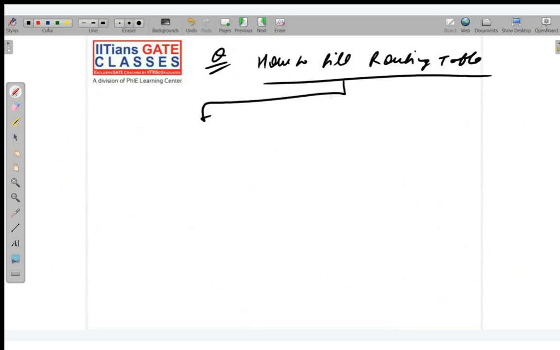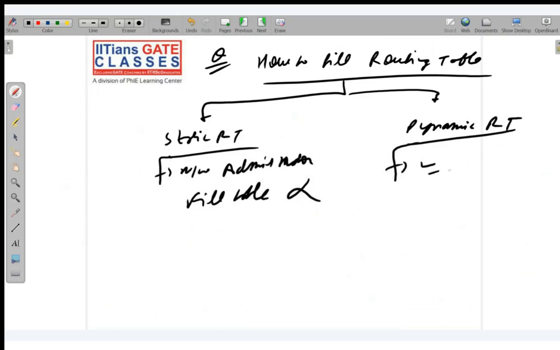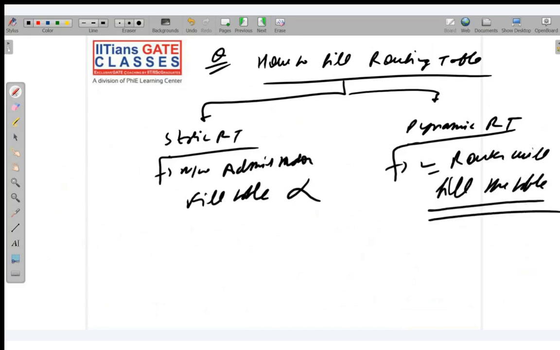But just for the sake of completion, I will write there are two ways to fill the routing table: static routing table or dynamic routing table. Static means a network administrator will fill the table, but it is not at all possible now. Dynamic, now it is possible. That means routers will fill the table themselves. That is the dynamic routing table. So how will the router fill the table?